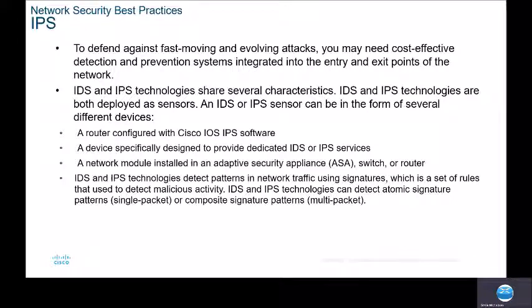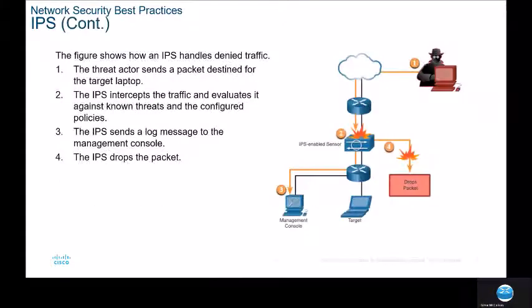An IDS or IPS sensor can be in the form of several different devices. It could be a router configured with IOS IPS. It could be a device specifically designed for the purpose, or it could be a network module installed inside your firewall, switch, or router. They detect patterns in network traffic using signatures, which are a set of rules used to detect malicious activity. They can detect atomic signature patterns, so single packets, or composite signature patterns, which means you need to watch multiple packets to find that match.